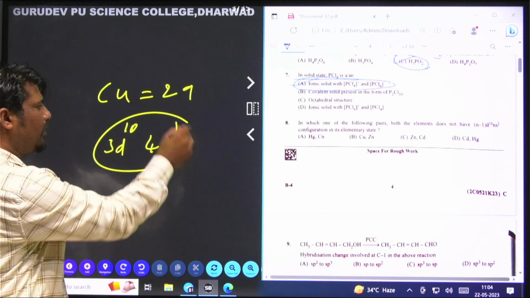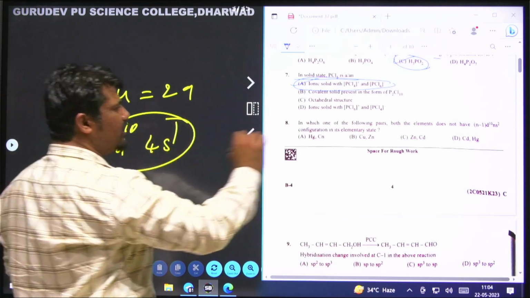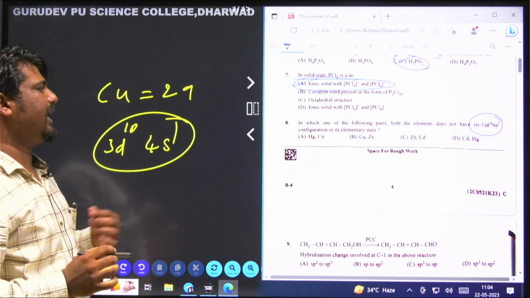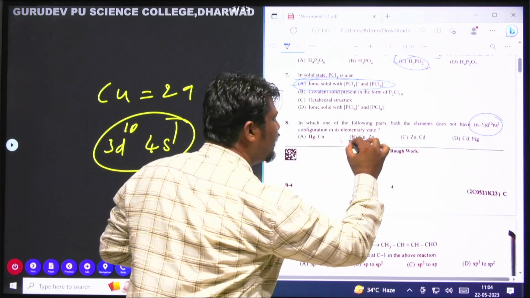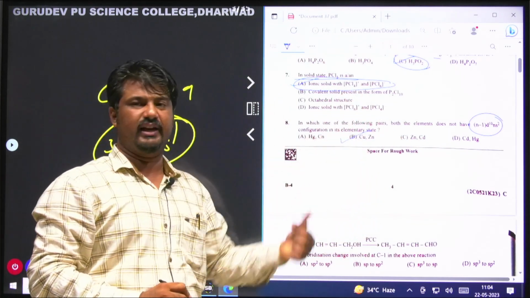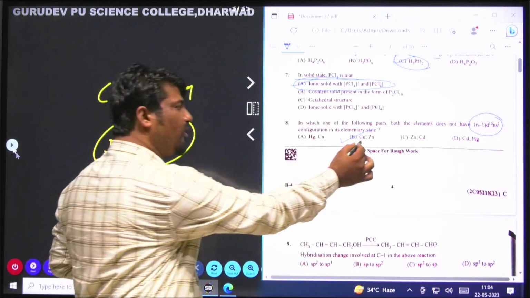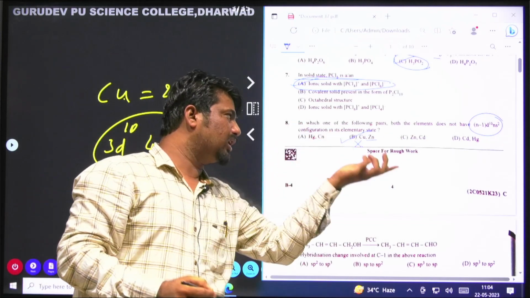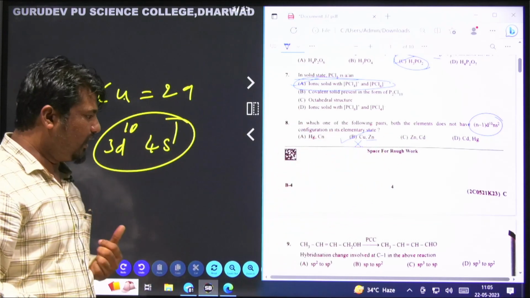So copper will not follow this (n-1)d10 ns2 electronic configuration. That is the reason why copper does not follow that configuration. So the right answer is copper and zinc. Of course, zinc will follow, but copper will not follow. The remaining options all follow this electronic configuration.